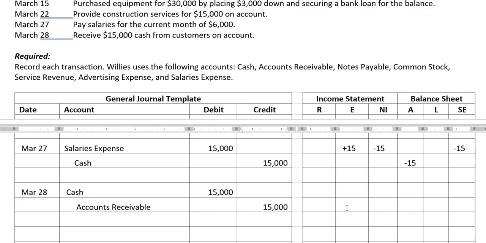How does that impact our financial performance and position? Would our income statement be impacted? Absolutely not. That transaction will have no impact on our overall income statement. So what about our balance sheet? Again, these are two assets. Our cash is going up. Our receivables going down. This is simply an asset exchange again. All right, we have now recorded all of the transactions for this company.